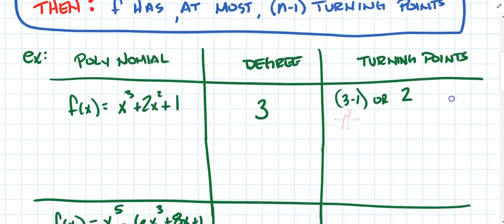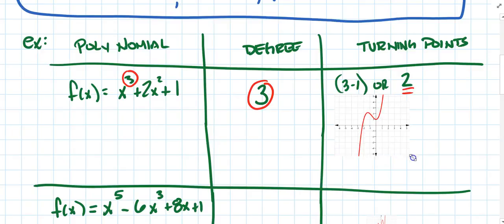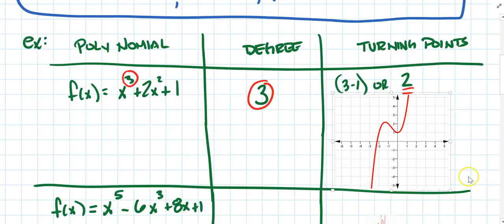So let me give you some examples with some pictures, because who doesn't love all of that stuff? Okay, so here's the polynomial, x to the third plus 2x squared plus 1. First, you should note that the degree is the highest value term, so the degree is 3. So therefore, it can have at most 2 turning points. So let's take a look at the picture of the graph really quickly and understand what they mean by that.